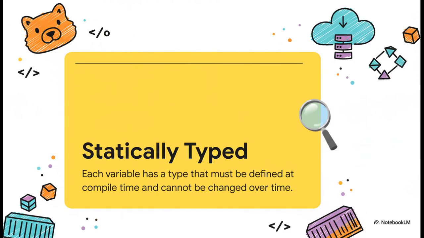Okay, so first up, Go is what's called statically typed. All that really means is when you create a variable, you have to be super clear about what kind of data it's going to hold, like a number or some text, and you can't change that later on.